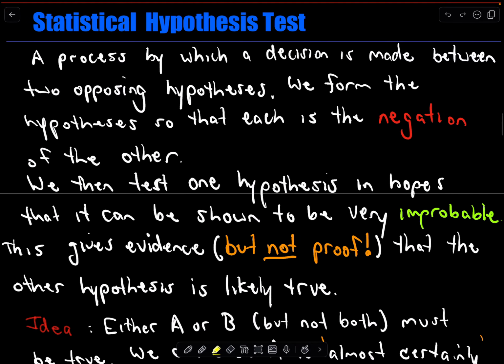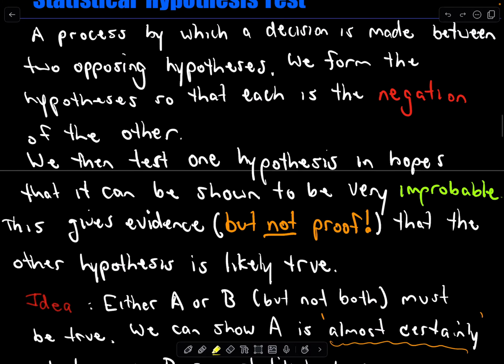So what we do is we're going to test. Now we're kind of getting to the idea here, and we're going to talk about this over and over. We're going to test one hypothesis, and we hope that we can show it to be very improbable. And that's going to give evidence, but not proof, that the other hypothesis is likely true.